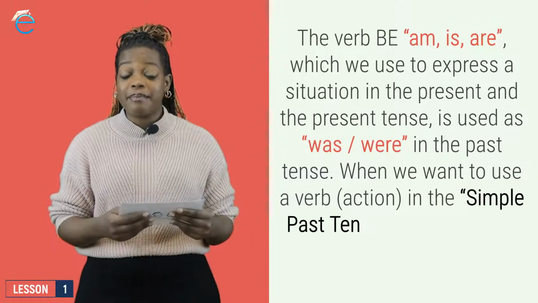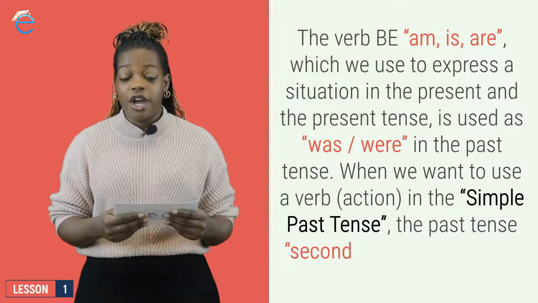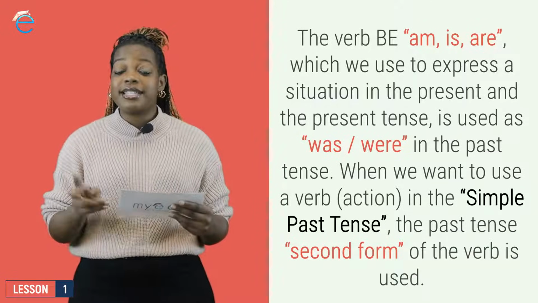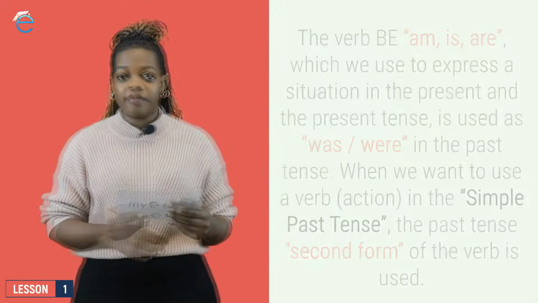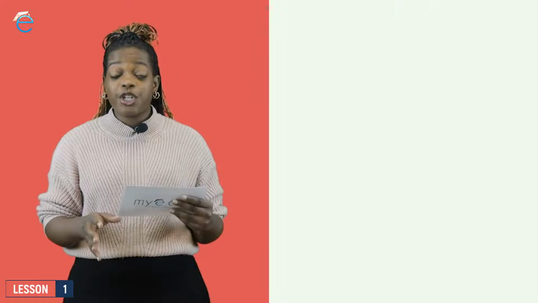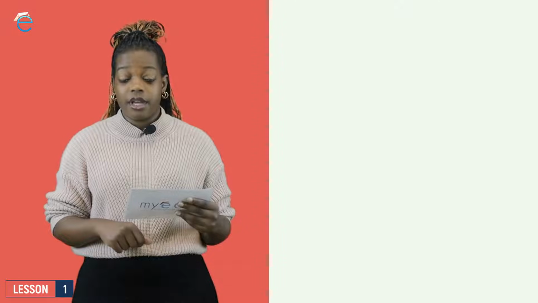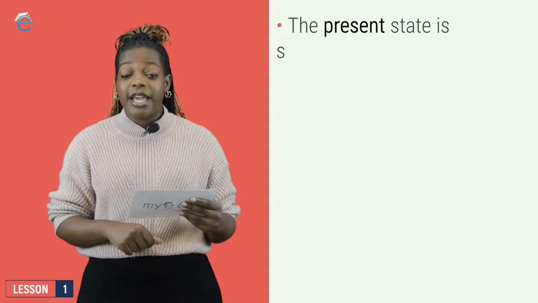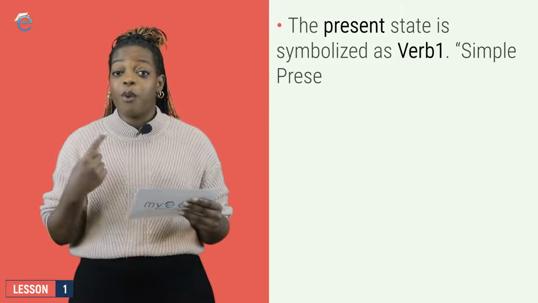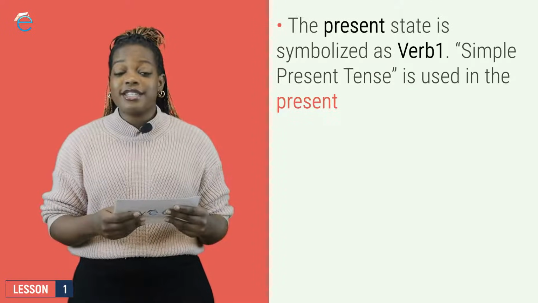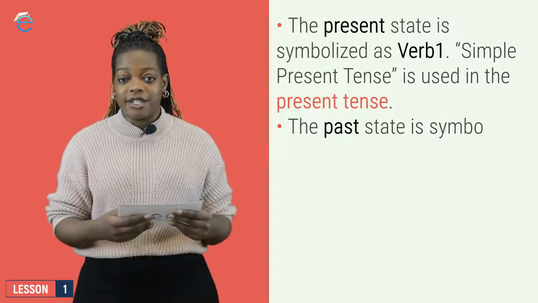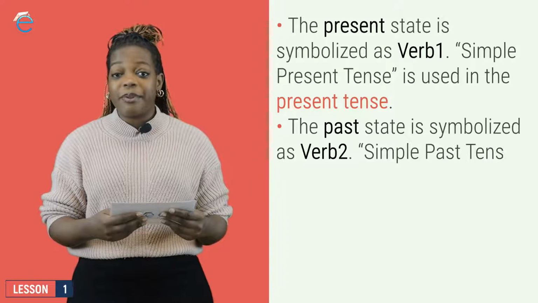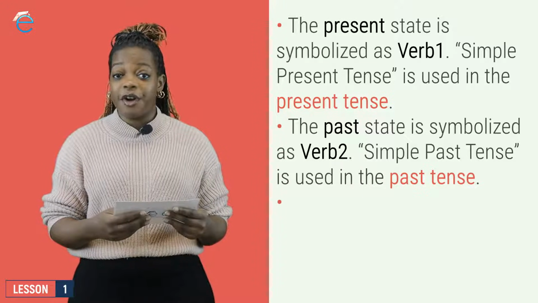Verbs to make simple past tense sentences are using their second form. In English, we have three forms. The first form is known as verb 1. This is the present tense form. Simple present tense uses verb 1.